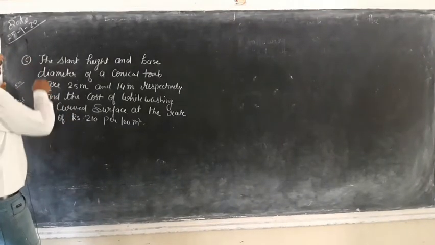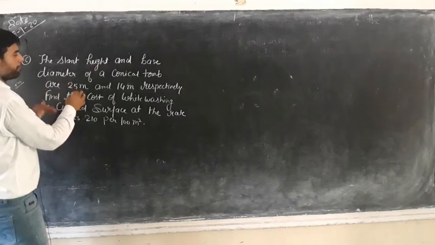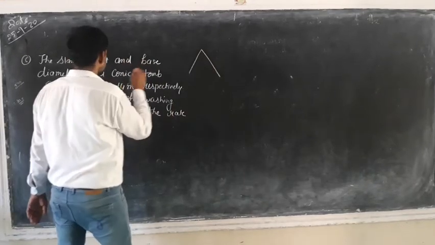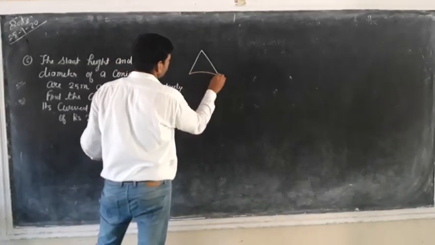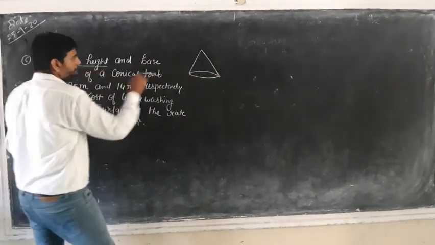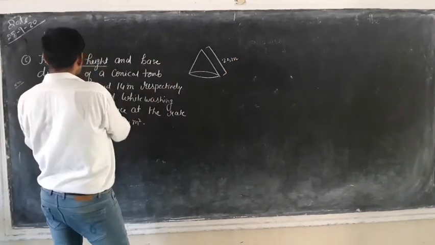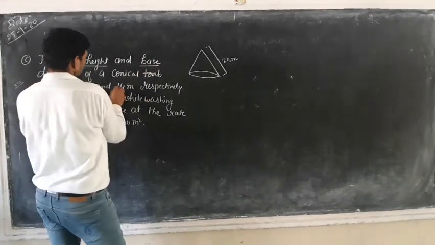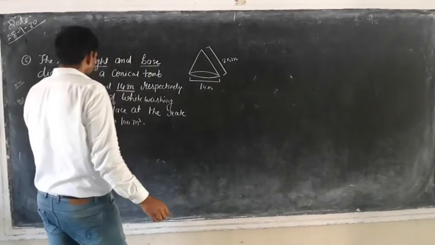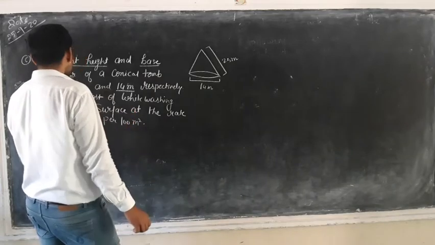Question number 6. The slant height and the base diameter of a conical tomb are 25 meter and 14 meter. First, we are given the slant height, which is 25 meter. And second, the base diameter is 14 meter. Find the cost of whitewashing its curved surface at the rate of rupees 210 per 100 meter square.